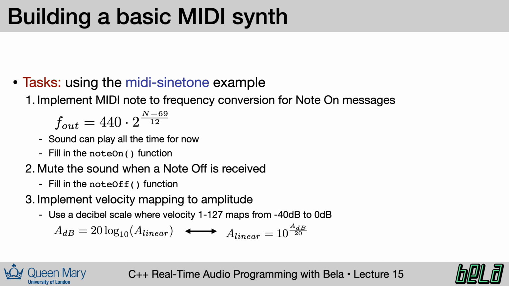Remember again that a velocity value of 0, when received with a note on message, actually corresponds to a note off message, and the note off function should be called instead of note on. So that's what you need to do. When you run the program, you should find that the sine wave generator responds to your key presses, and that when you release the key, the sound goes off. If you hold down multiple keys at the same time, you might find some slightly unexpected behavior, which we'll come back to. But for now, pause the video here and implement these things.